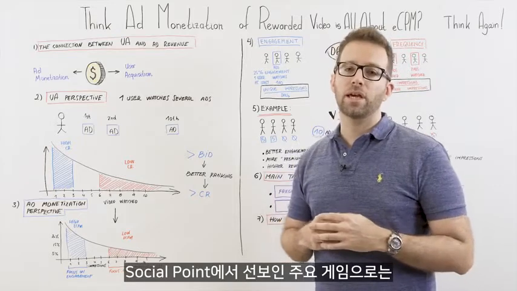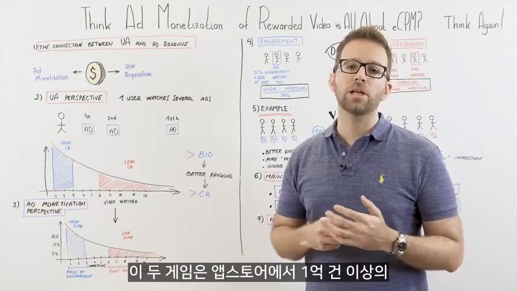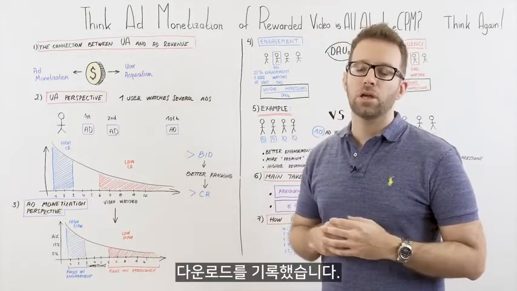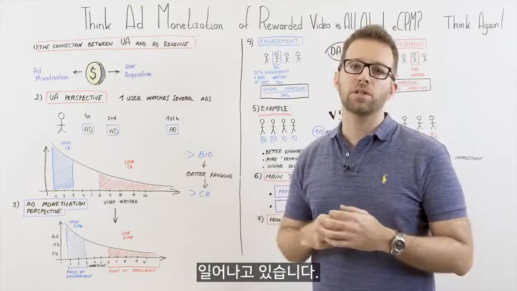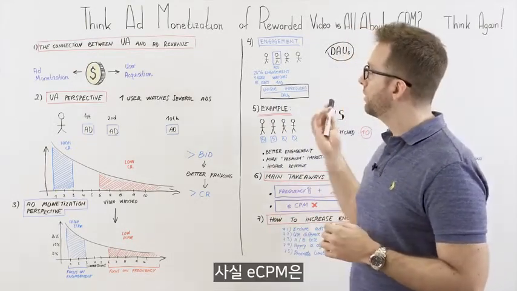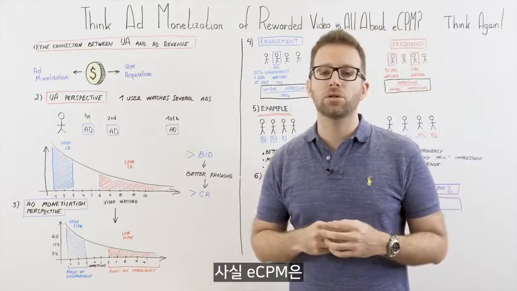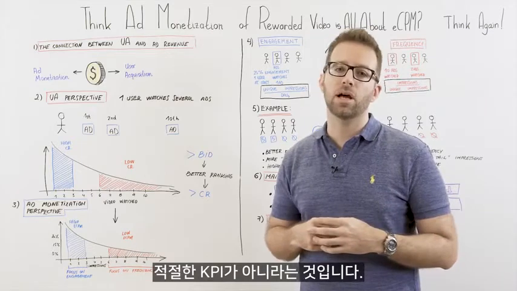Social Point's two main games are Dragon City and Monster Legends, and they have more than 100 million downloads on the stores. And as we are serving rewarded videos, you can imagine we have millions of daily impressions. So today we are going to see that actually eCPM is not the right KPI to look at if you want to judge the performance of ad monetization.